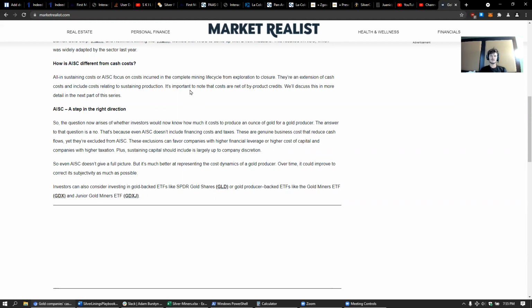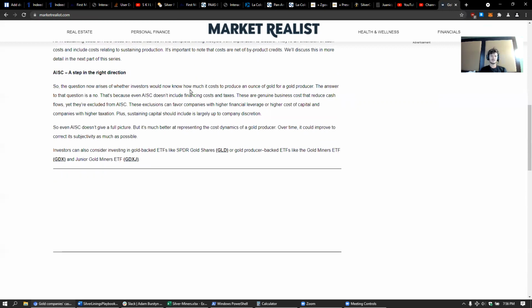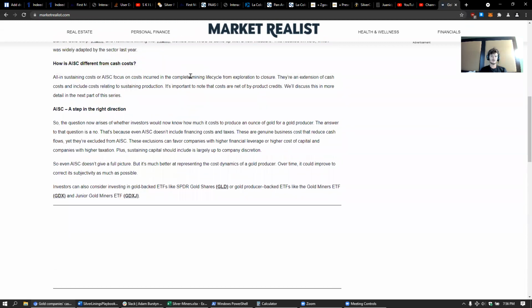These are genuine business costs that reduce cash flows, yet they're excluded from AISC. These exclusions can favor companies with higher financial leverage, which is not necessarily a good thing, or higher cost of capital in companies with higher taxation. Plus, sustaining capital should include... is largely up to company discretion.